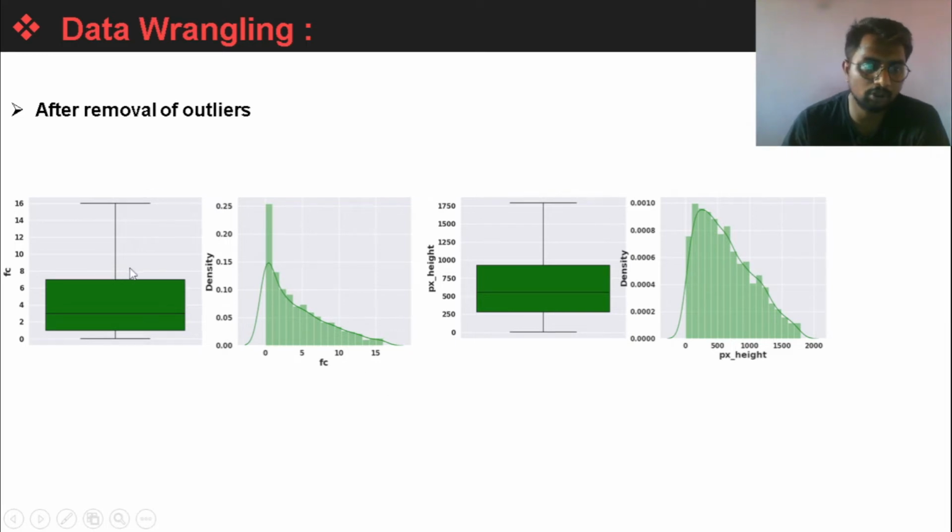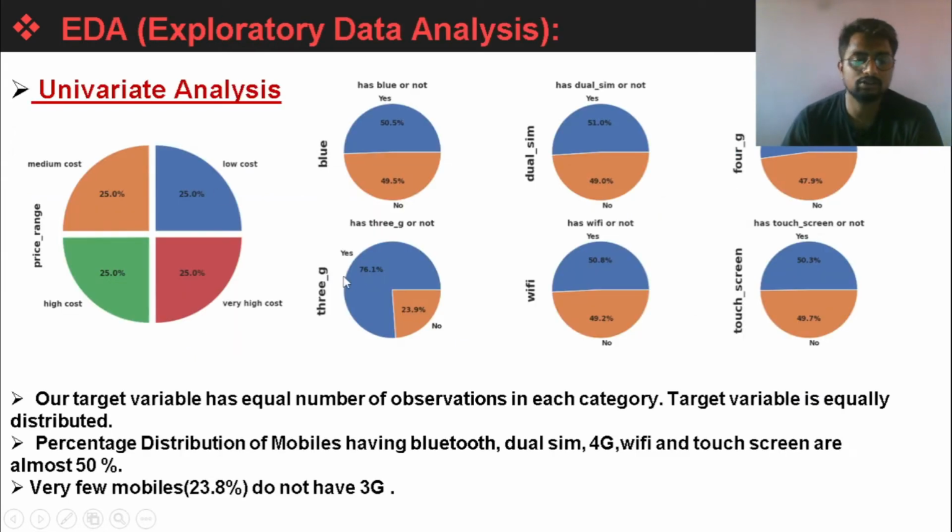Here we can see the box plot without outliers. We have successfully removed the outliers. So after handling the mismatch and the outliers, we started our EDA, that is exploratory data analysis.